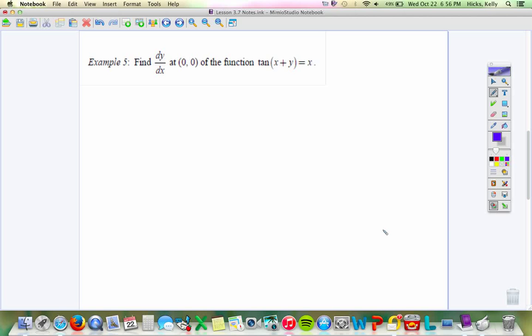Find dy/dx at (0, 0) of the function tangent of (x plus y) equals x. Anytime you have some kind of trig function of something in parentheses, I hope you realize, maybe by now, that this is going to be a chain rule problem. So what we need to do first is find the derivative. So I have to rewrite the problem with parentheses.